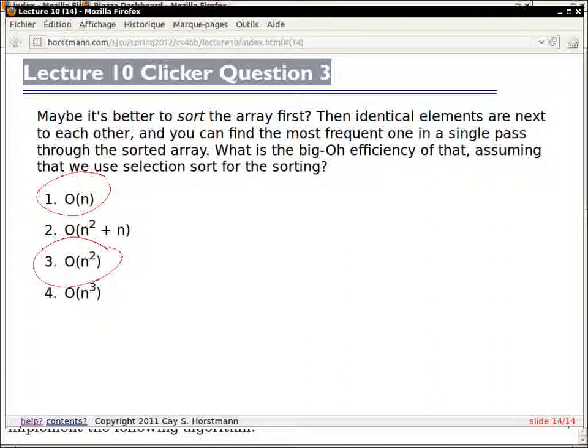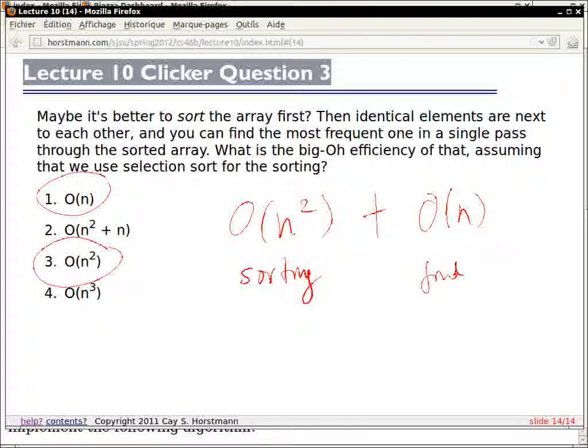We first need to sort with selection sort. And you have to pay for it. It's not free. Selection sort costs real money. Namely, it costs n squared dollars. So that's for the sorting. And then the second phase, where we find the most frequent one, well, that costs us O of n. So when you add them up, this is the find most frequent. It's not only O of n because they're next to each other, but the sorting, we had to pay for it. It's not cost-free. So what's the sum of those two? Well, it's O of n squared plus n.